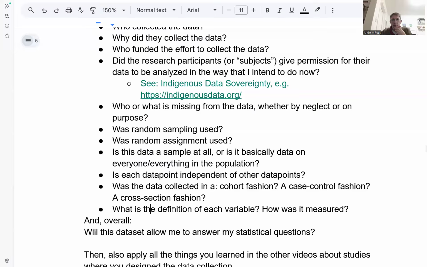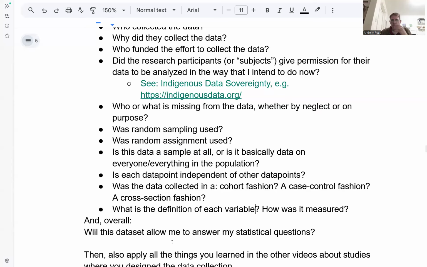What was the definition of each variable? Like if I was measuring the strength of a steel sample, was I stretching it with this kind of machine until it breaks, or until it narrows a certain amount, or until I hear cracking sounds? We should know these kinds of things, right?